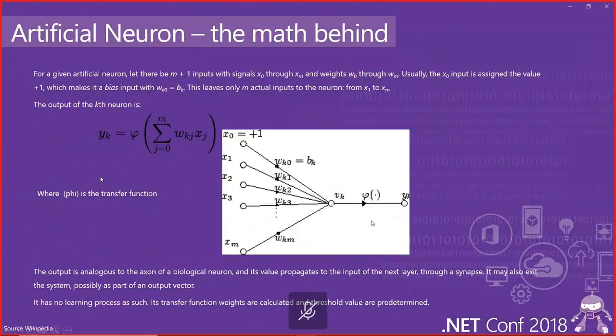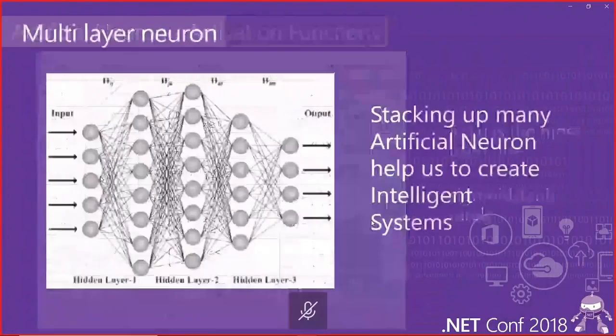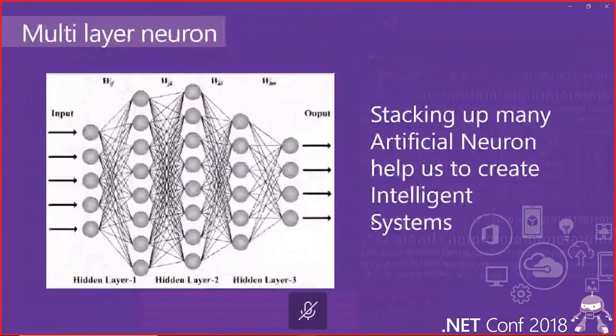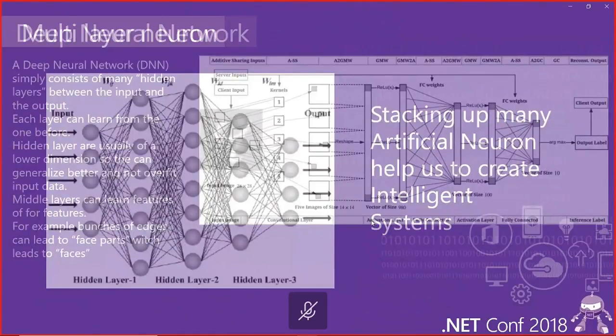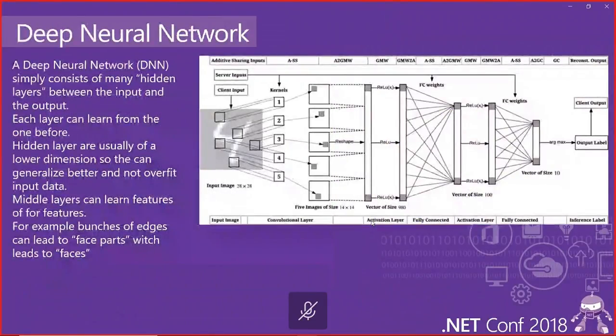Okay, let's go back. So, activation function, where we are. We got the concept of a neuron. Then imagine that we can stack multilayer neurons, like it happens in the brain. Stacking up artificial neurons helps us create intelligent systems, because we are talking about deep neural networks, and a deep neural network simply consists of interconnected layers of neurons. There are also some middle layers in between the input and the output, and each layer can learn from the one before. This is important.